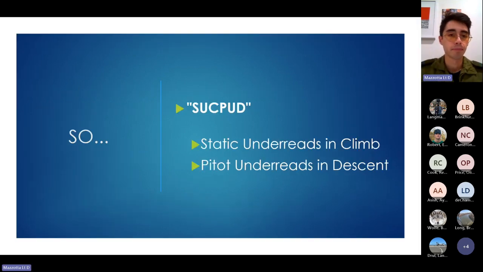So a mnemonic to help you remember what happens for static port blockages is SUCKPUD. So static underreads in climb, pitot overreads in descent.